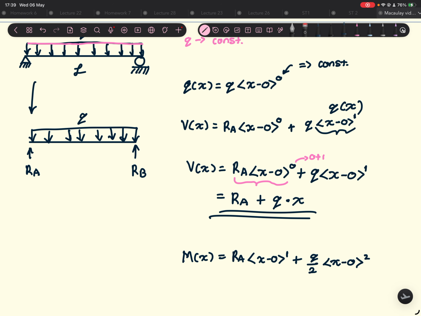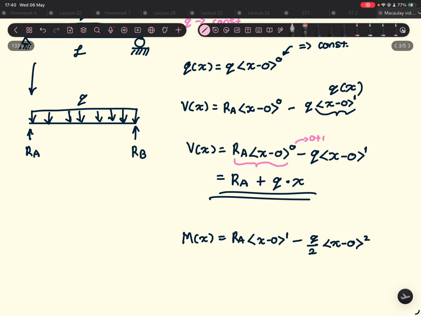Okay, the sign for this is incorrect. The q is negative because it's pointing down. So our distributed load is pointing down, so that's supposed to be negative. RA is positive because it's pointing up. For the shear force, if something's pointing up, we regard it as positive. If something is pointing down, it's negative.